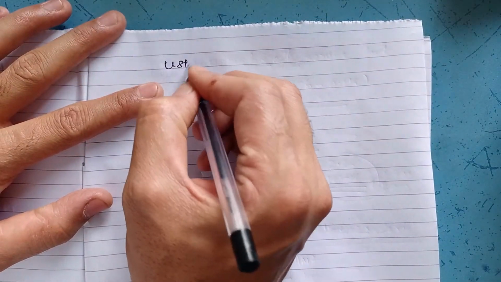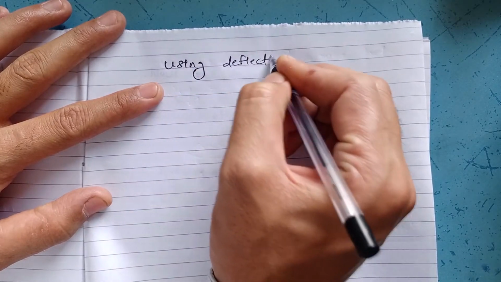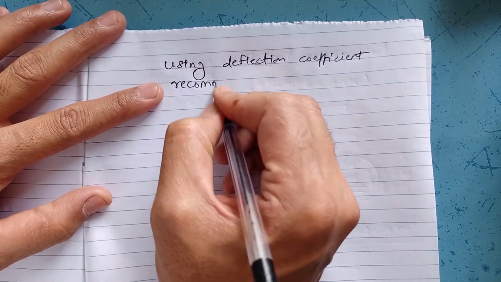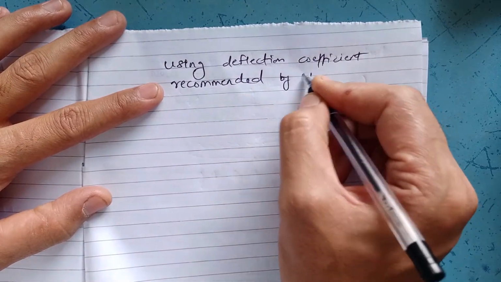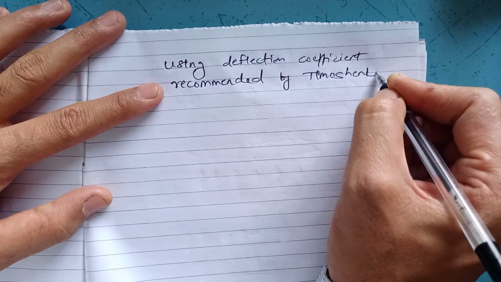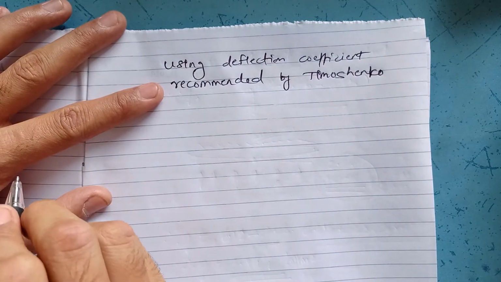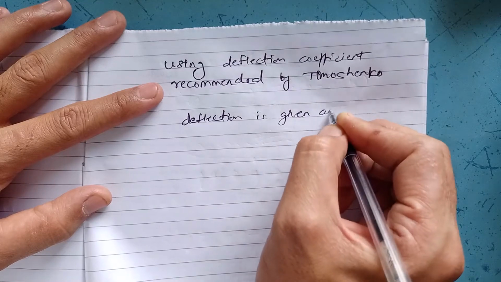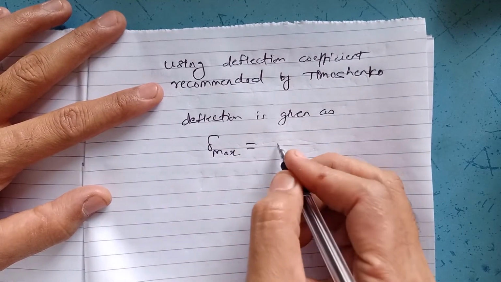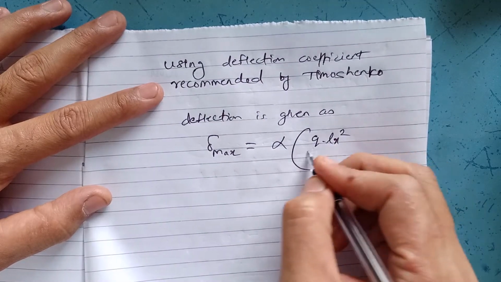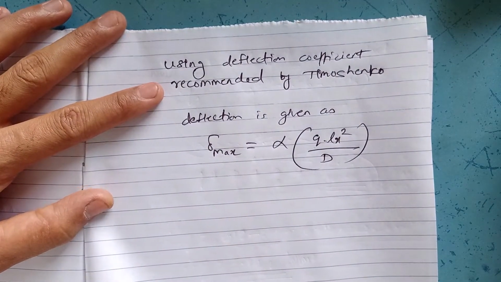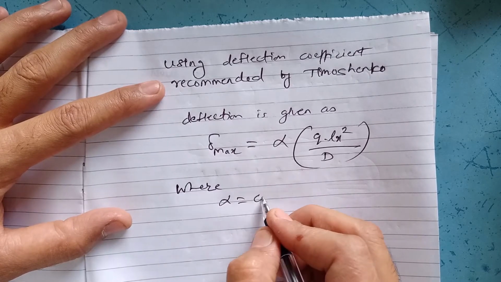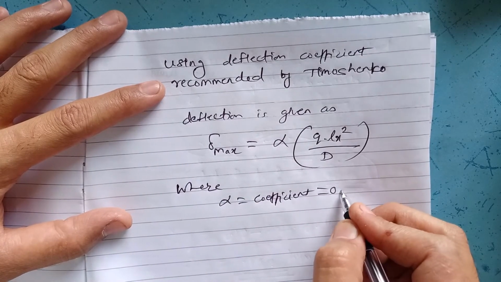Now using deflection coefficient recommended by Timoshenko, deflection is given as delta max equal to alpha into Q Lx square divided by D, where alpha is the coefficient and it is to be taken as 0.00712.